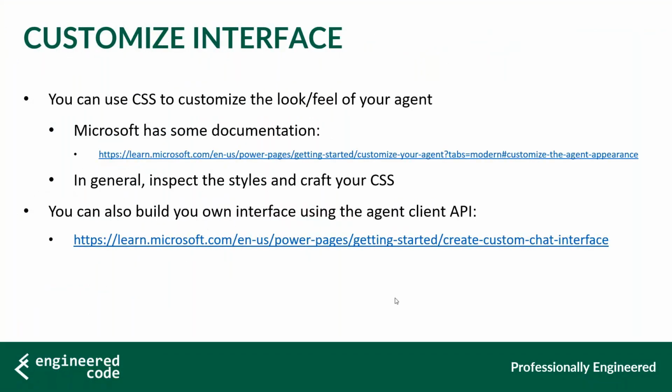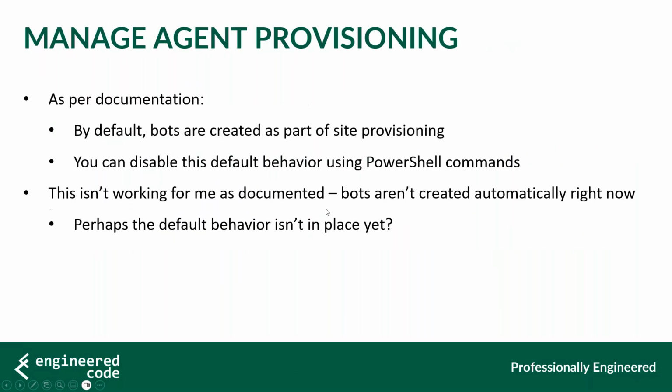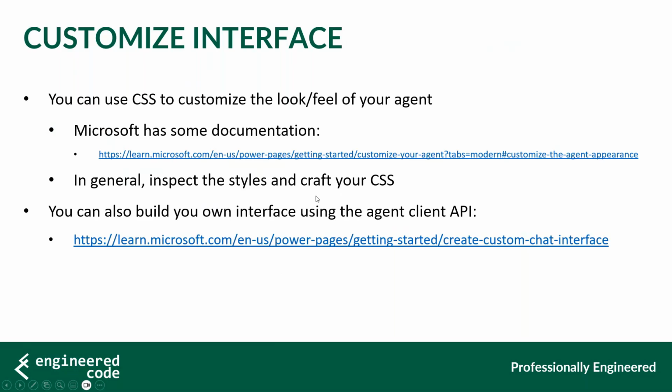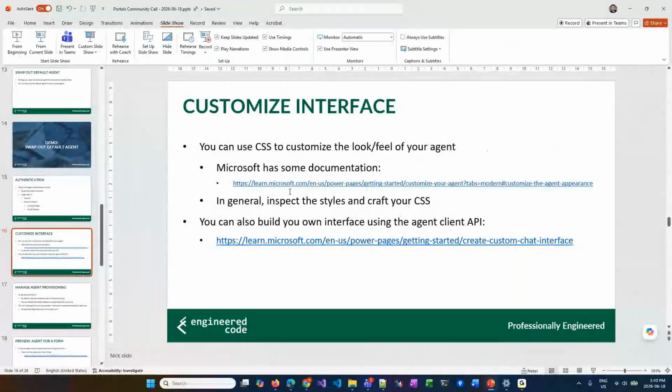All right. So in terms of the look and feel of your agent, you can customize it essentially using, think of it as just CSS on the page. In the same way that we can modify any look and feel in Power Pages, we just do that by inspecting the styles and crafting your own CSS. That is totally doable. You can also build your own interface using the client API. I'm just going to show you some links that Microsoft has for that.